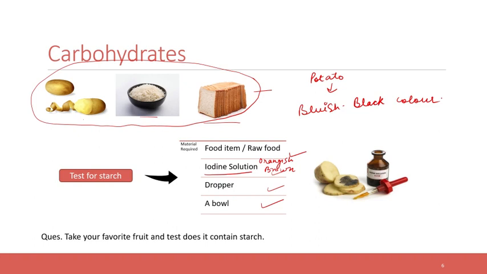The color of the potato will change after pouring some drops of iodine solution. This means that the iodine test is positive and potato contains starch. Got it? And the food items which do not contain starch will not turn bluish black after pouring iodine. Am I clear?